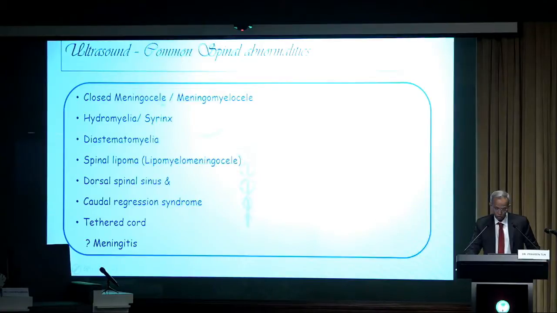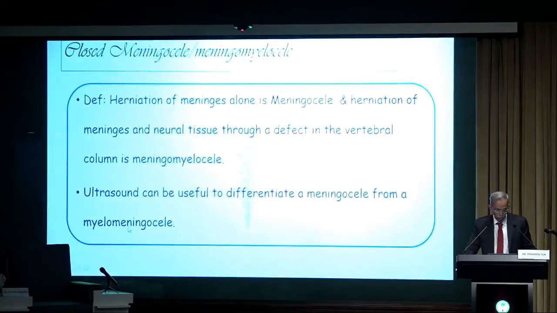One is the closed meningocele or meningomyelocele, hydromyelia, syrinx, diastematomyelia, spinal lipoma, and dorsal spinal sinus, congenital caudal regression syndromes, tethered cord, and probably meningitis. So these are the conditions which I will try to show you. First and foremost thing is the meningocele and meningomyelocele.